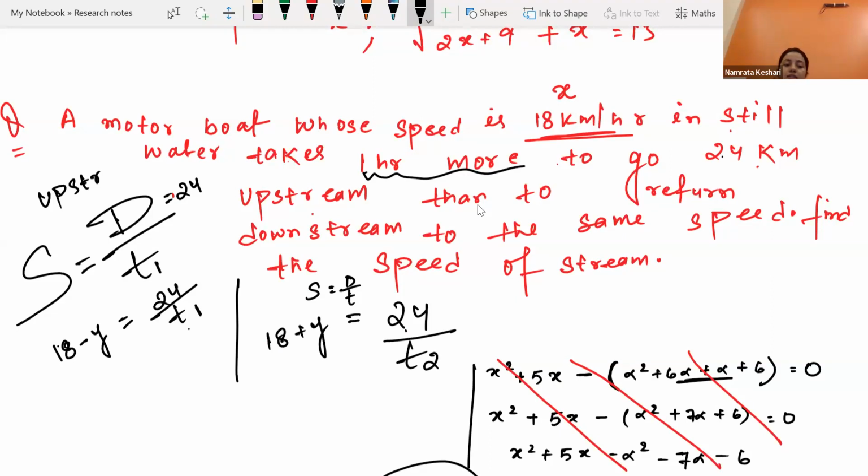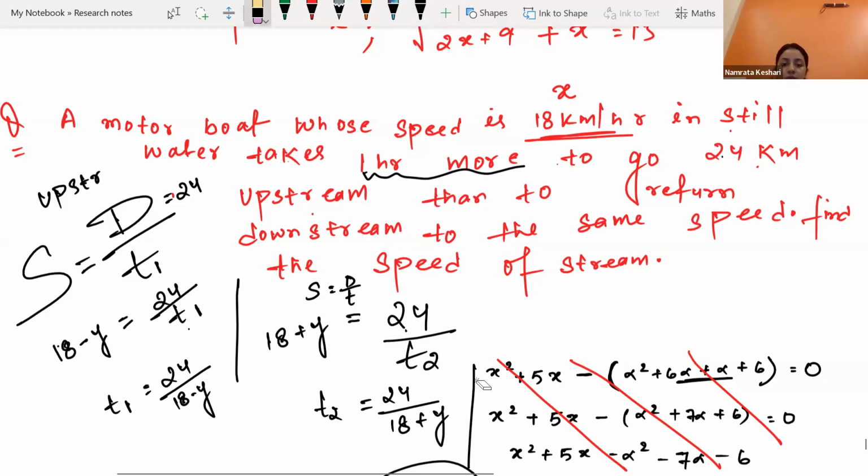If I write the same equation, T1 is equal to 24 by 18 minus y. And here also I will write the same thing: T2 is equal to 24 by 18 plus y. Can you tell me which one is the bigger one? T1 is bigger or T2 is bigger?